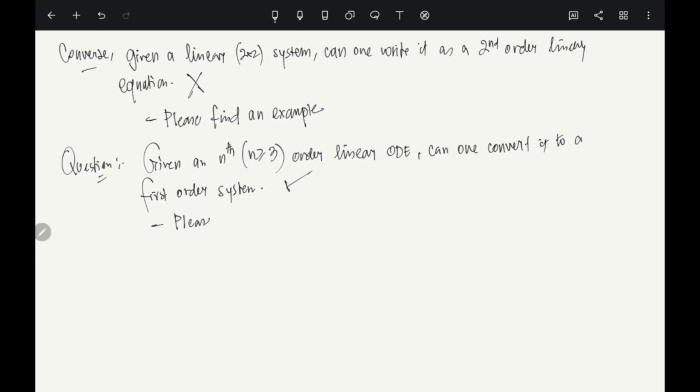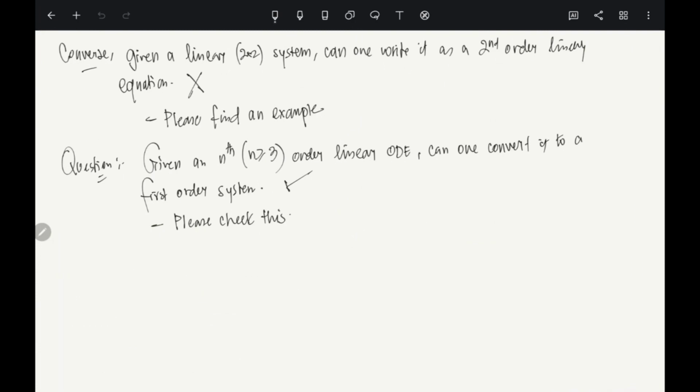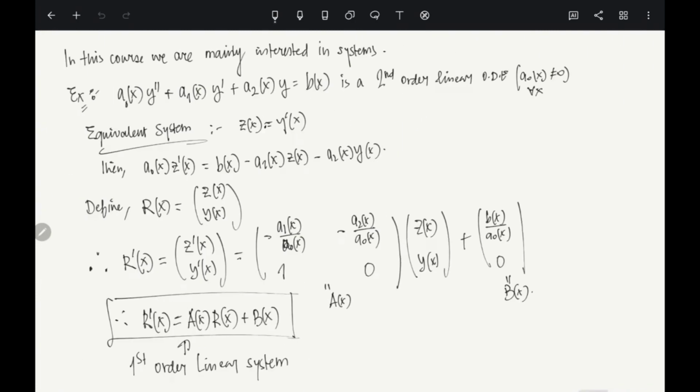Please check this. How do you check it? Exactly the same sort of thing that I did for n equals 2. The same thing works here, but you have to do it for any n greater than or equal to 3. So please try this part. I am not doing that.